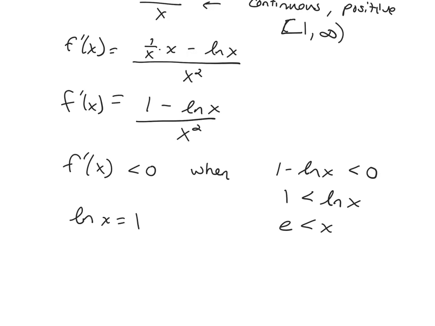Well, when is that equal to 1? When x is e, right? So that's when it's equal to 1, but ln of x, if I graphed it, it's an increasing function. So in order to guarantee that ln of x is bigger than 1, I need to make sure x is bigger than that value e. Okay?